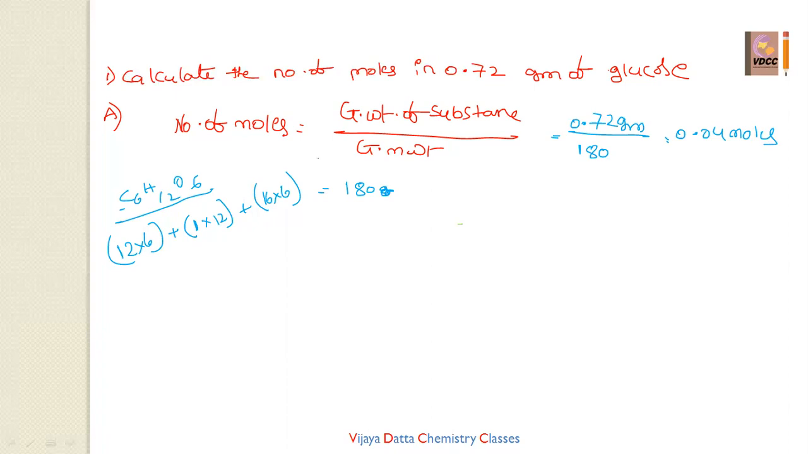This is the calculation of number of moles: given weight by gram molecular weight. They asked to calculate the number of moles. Given weight is 0.72 grams, glucose's molecular weight is 180. We have substituted and we got the answer. Now come to the second question.